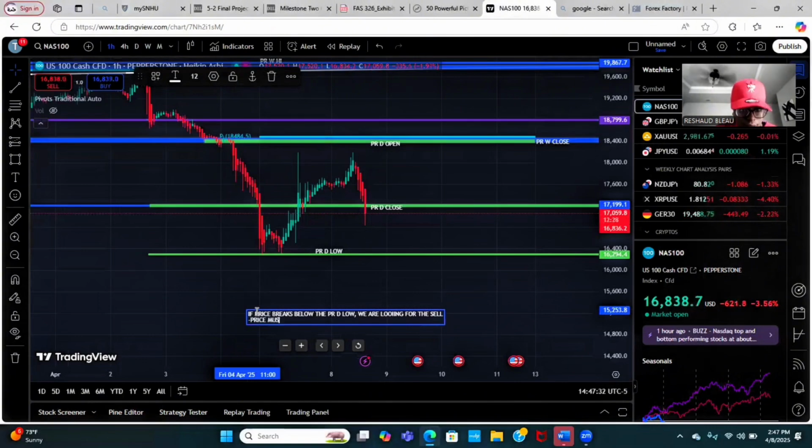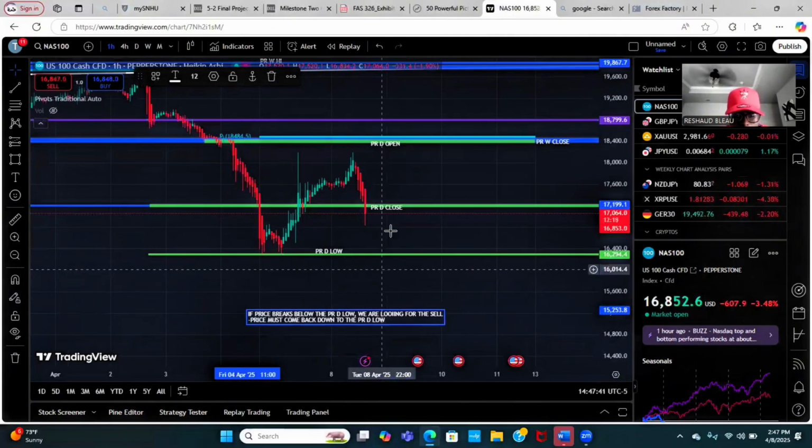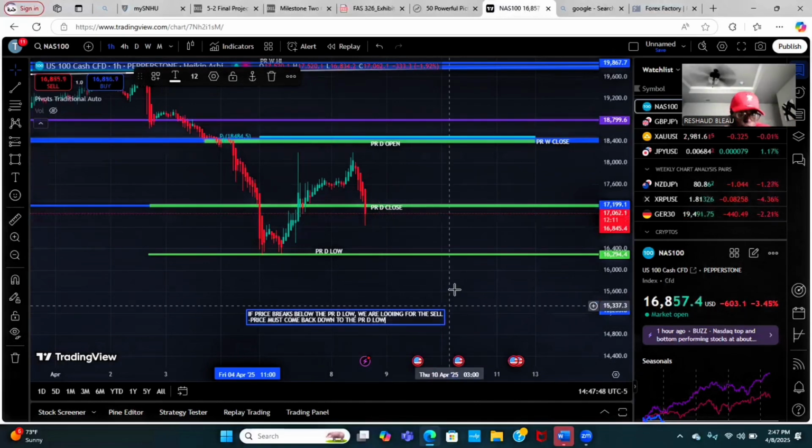Price must come back down to the previous daily low. Because if you enter at the previous day low, or somewhere in that candlestick, you can find a nice little candlestick entry. A nice little sell-off back here, and a good 3 to 1.